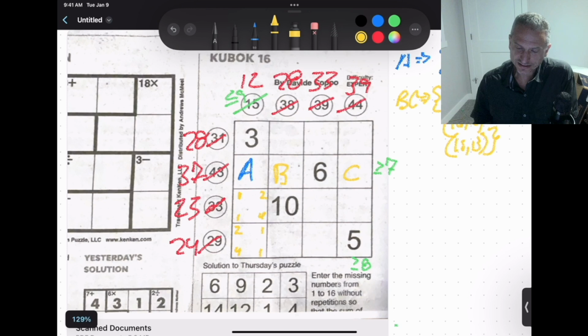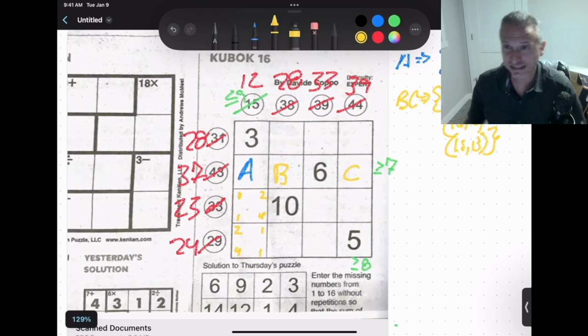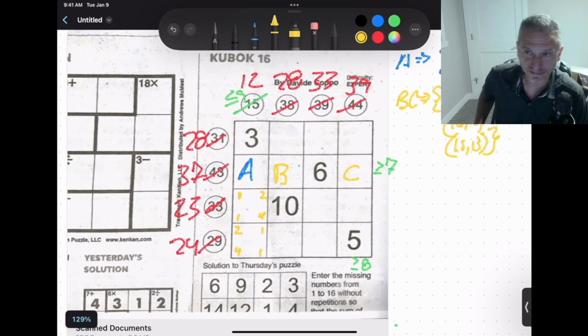If C was 16, I still have quite a bit to get. I have 23. Oh, so I already know that it has to be at least 8. So it'd be like 15, 8.